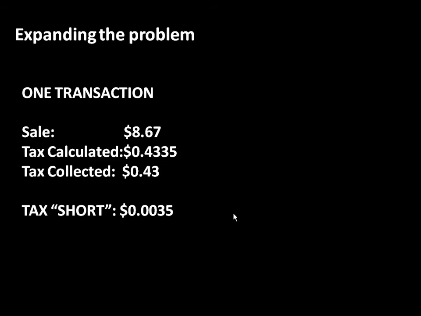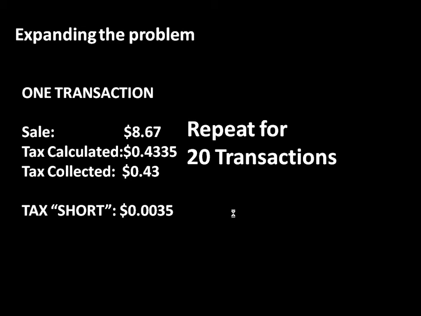Okay, so you say, what's the big deal? Well, unless you have a store that only does one transaction, this is where the problem comes in. Looking at our one transaction, the sale was $8.67. The calculated tax on $8.67 is 43.35 cents, or $0.4335. We can only collect whole pennies, so we only collected 43 cents. That makes us, quote, short on our tax by $0.0035, or 0.35 cents. You say, who cares?